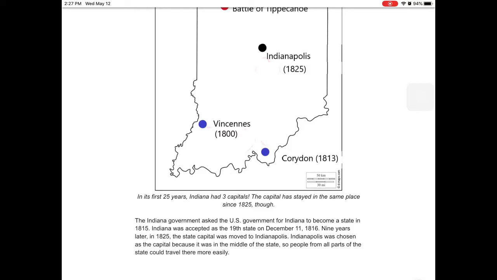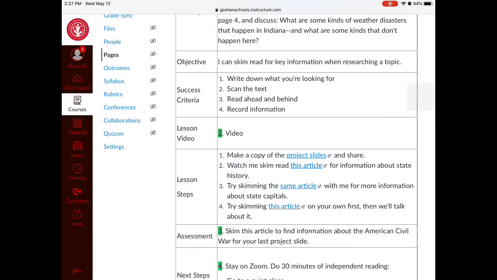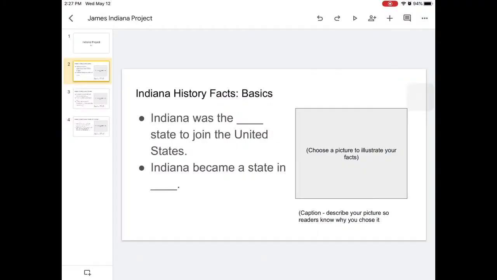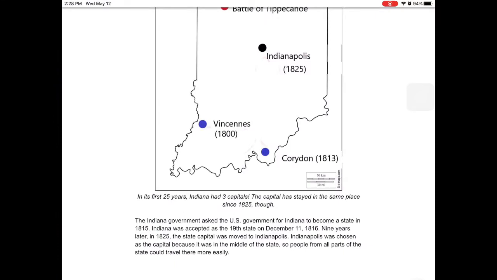19th is an order word. Okay. So before I write that down, I'm going to follow my next step, which is read ahead and behind. Make sure that's actually what I'm looking for. It says 19th, but it could be something else was the 19th. I want to know what number state Indiana was when it joined.